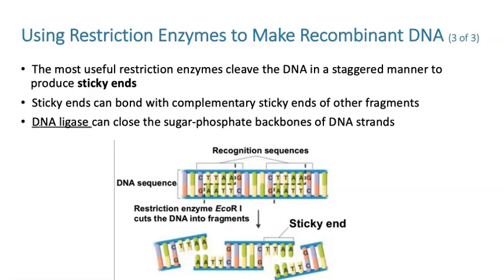Restriction enzymes are also useful besides just cutting DNA. They're actually useful for joining DNA from two different sources, because restriction enzymes often have these zigzag cuts. And I showed you those zigzag cuts before. The zigzag cuts can lead to these unpaired bases being available, and those unpaired bases are called sticky ends.